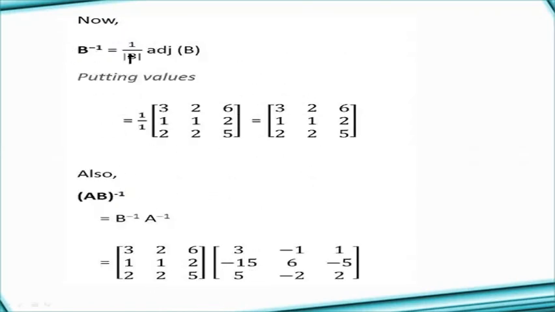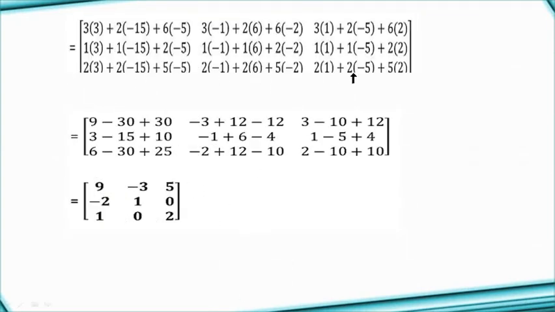Now B inverse is equal to 1 upon determinant B into adjoint B. Putting all these values, this is B inverse. Now we need (AB) whole inverse. This is equal to B inverse into A inverse. So B inverse is this matrix, A inverse is already given in the question, and we will multiply. After simplifying, this is the answer, which is equal to (AB) whole inverse.